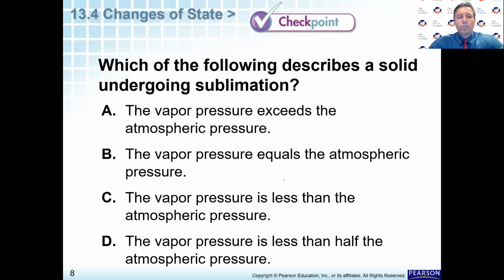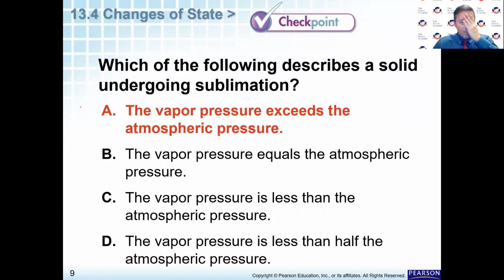We looked at this checkpoint question last time, but I want to do it as a quick review just to look at it with you again. Which of the following describes a solid undergoing sublimation? So take a moment, look at A, B, C, and D. Think about which one you think would be correct. Hopefully you chose A. A would be the correct response. So when we talk about sublimation, the vapor pressure must exceed the atmospheric pressure in order for the substance to go directly from solid to gas.